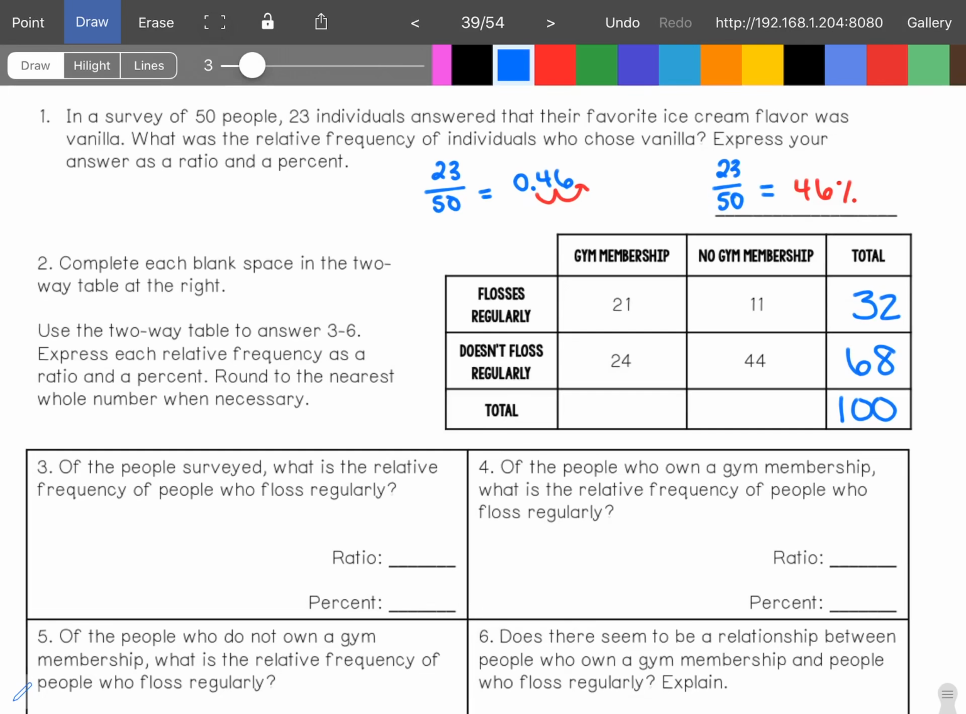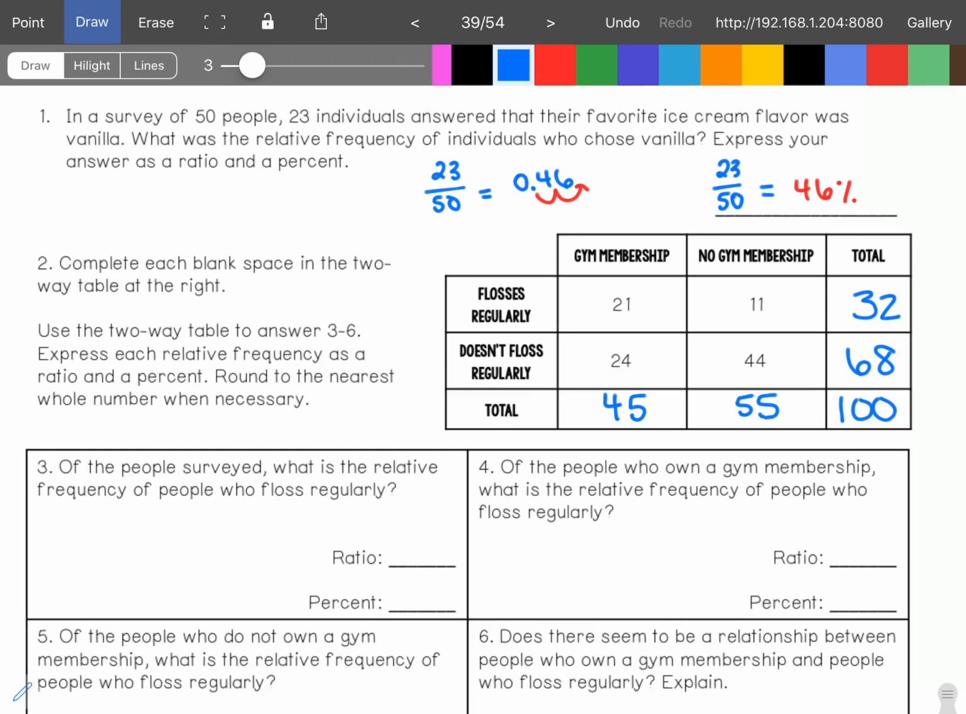All right, let's look at the gym membership. The total of people that have a gym membership are 21 and 24. So if we add those, we would get 45. And then no gym membership is 11 and 44, which is 55. If we were to add across there, 45 and 55 adds up to 100.